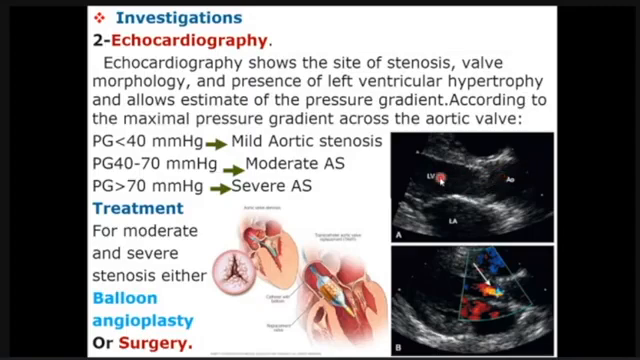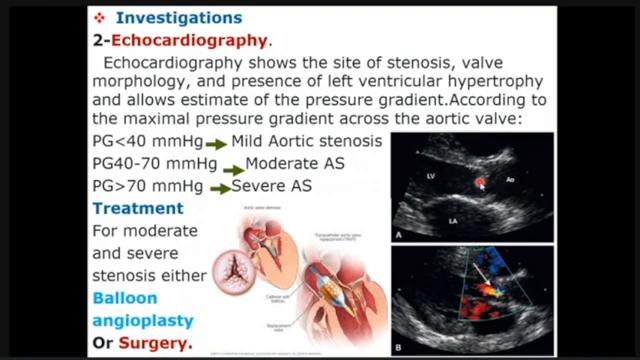For example, here it is 120 millimeter mercury during systole, and here it is 110 millimeter mercury during systole. So the difference between the two is 10 millimeter mercury during systole. This difference of 10 millimeter mercury is called pressure gradient. So the pressure gradient normally is 10, for example, or 15 millimeter mercury. It can be measured by echo.